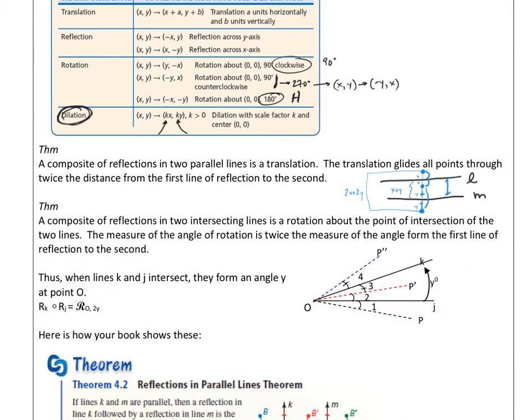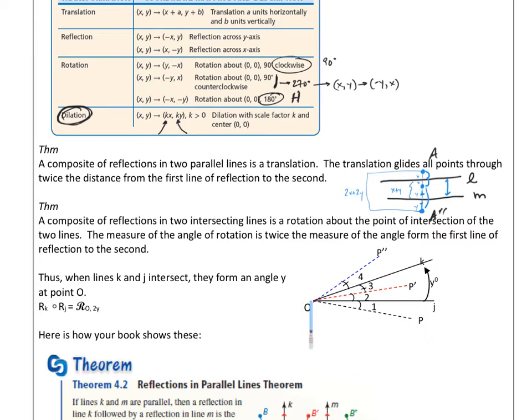So here's what I'm saying. Let's go back to the parallel version. If I have the two lines parallel, then this distance we said from point A to A prime, the double, or A double prime, because that was a double reflection, will be twice the distance between these two lines. But what if these two lines intersect each other?